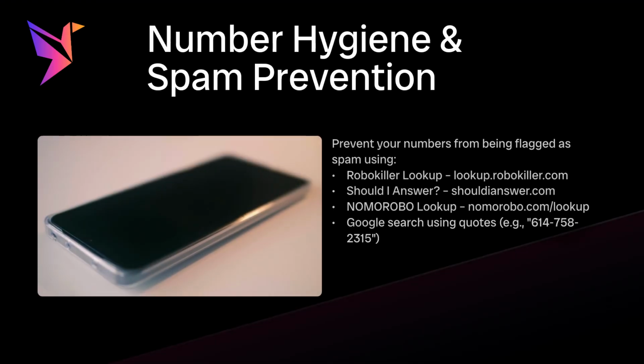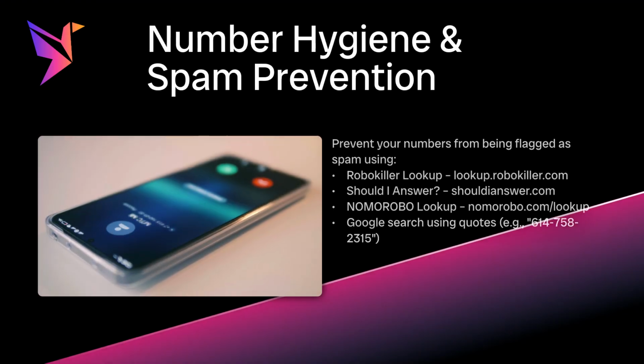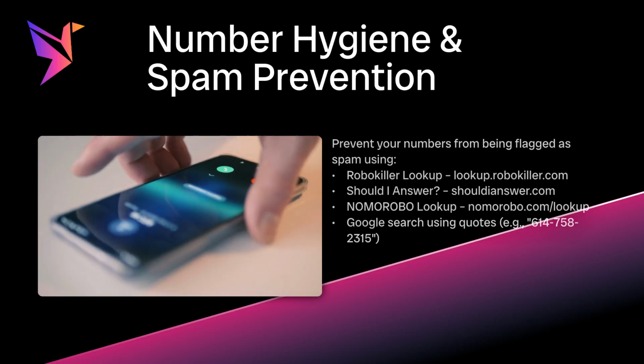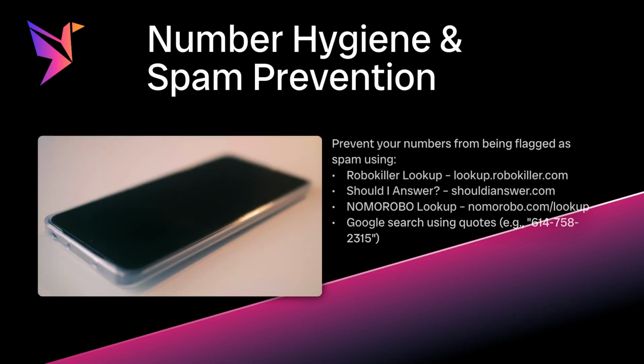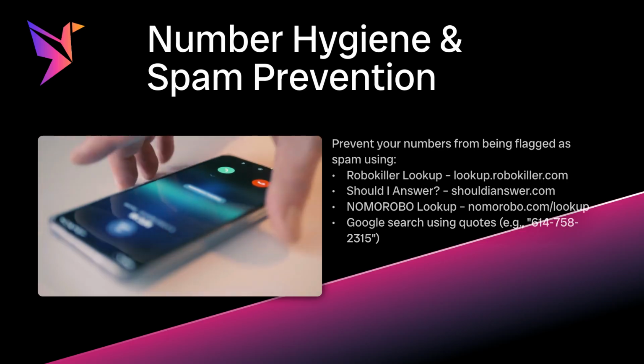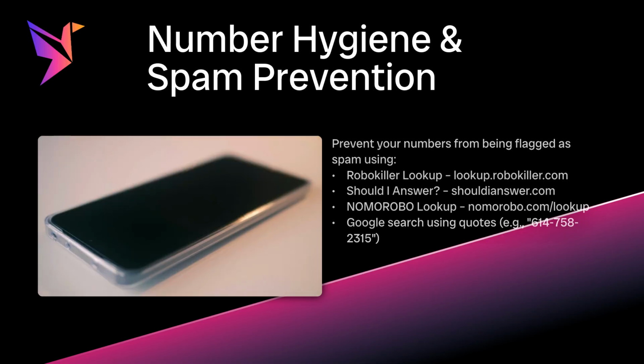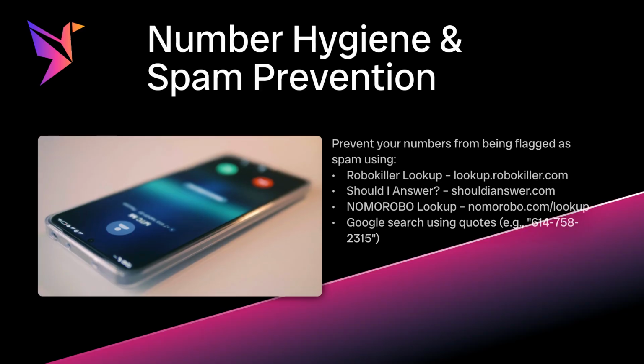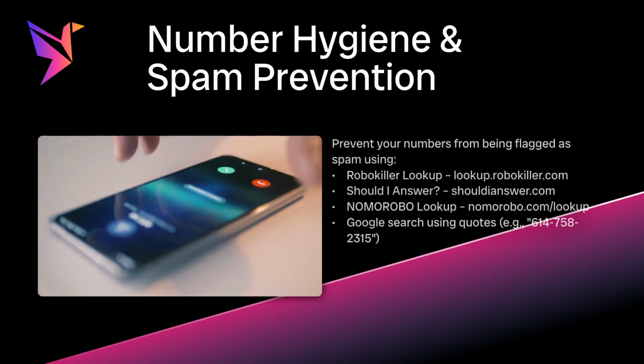Before going live, always check the quality of your phone number. Look it up on RoboKiller, Should I Answer, or run a quoted search in Google to see if it's been flagged as spam. If it is, replace it right away. Using flagged numbers can tank your pickup rates and seriously damage your campaign performance. We also run internal checks to help flag numbers with poor reputations, but we still recommend agencies do the same for their clients. Use the resources mentioned here and make it a regular practice, especially if you're working with high-volume outbound campaigns. It's a small step that protects your results.